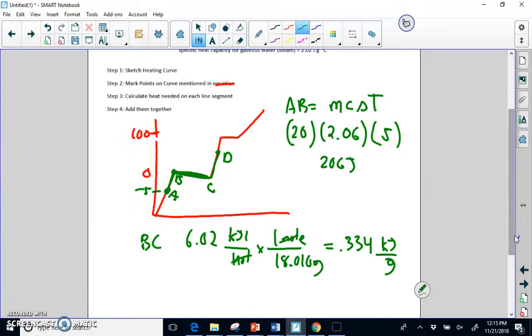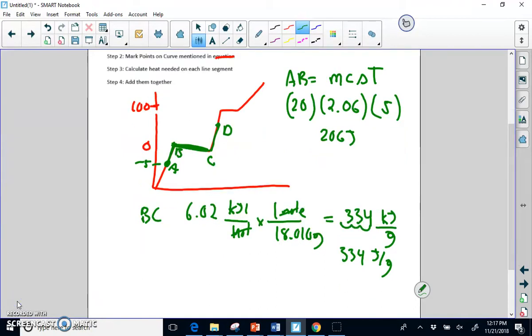But we don't want kilojoules, we want joules. And to convert from kilojoules to joules, you move the decimal place 3 places. So this is 334 joules per gram. You are going to be doing the kilojoules to joules per gram conversion so much, just like the milliliters to liters conversion. The kilojoules to joules conversion is going to be done a lot.